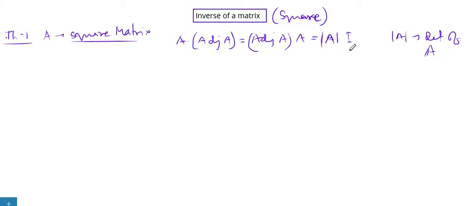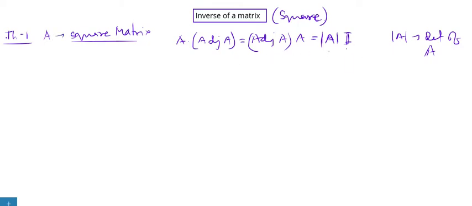So this is the value into I. So this is a very important theorem about matrix. A into adjoint of A equal to adjoint A into A equal to the determinant value of A into I. I is the unit matrix. It is needless to say that I would be the unit matrix of the same order as A. If A is a square matrix of order 3, then I would be taken as a unit matrix of order 3. So the order of A would be the order of I.